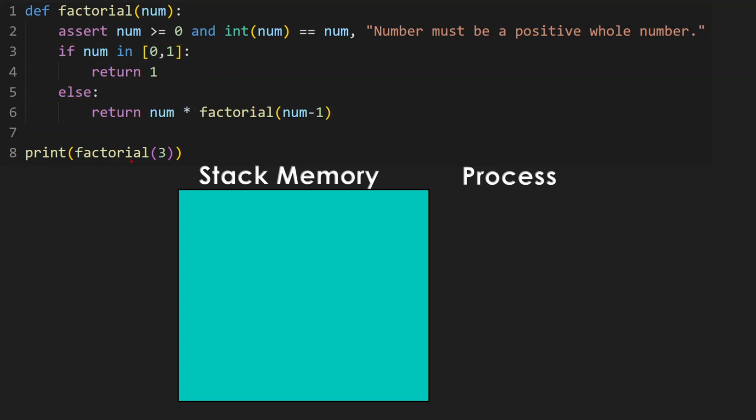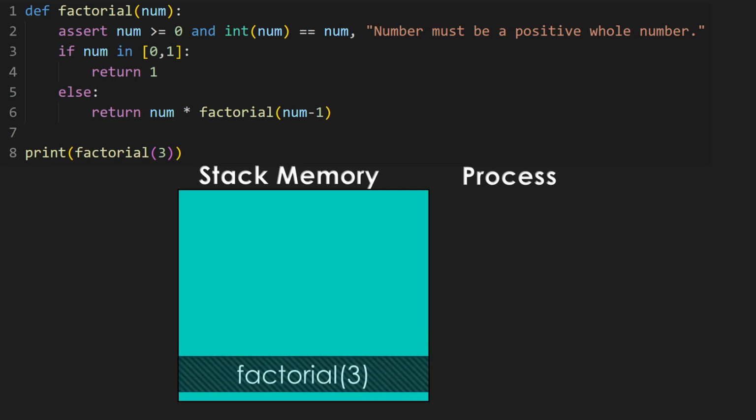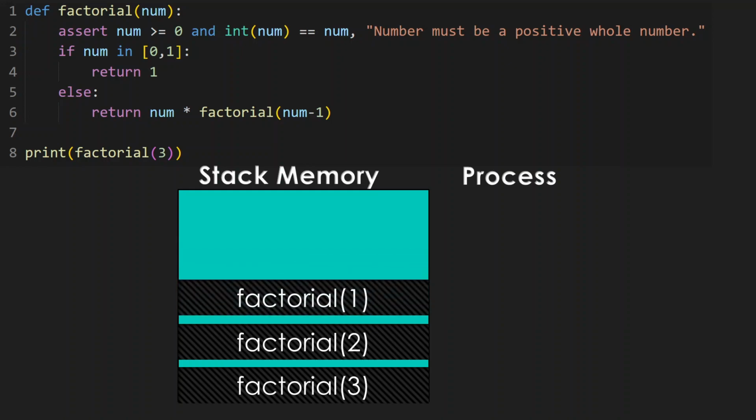So let's see how this is going to work out in the stack memory. What we are doing is calling factorial and passing it 3. Then we want to print the final results. So if we call 3, then it's going to be 3. So 3 is not in this list, it's not a 0, it's not a 1. So we are going to call factorial again. Factorial this time is going to be 3 minus 1, so factorial 2, then it's going to minus 1 again.